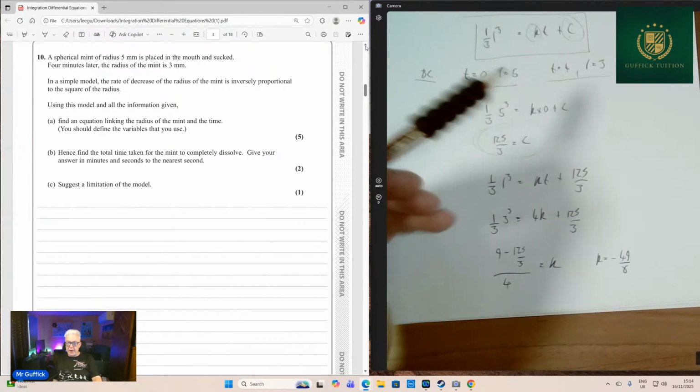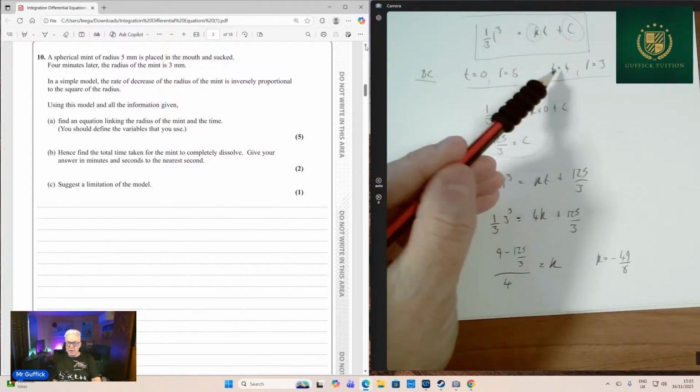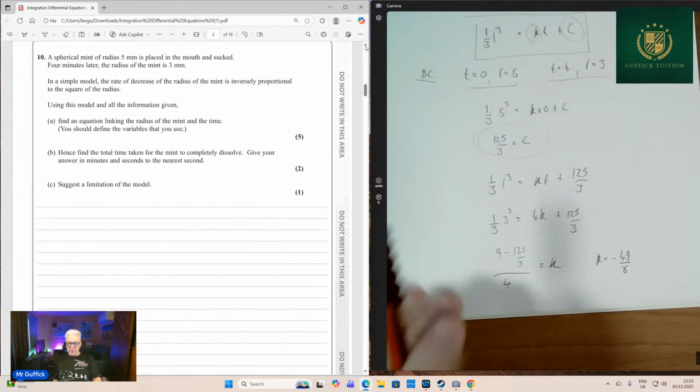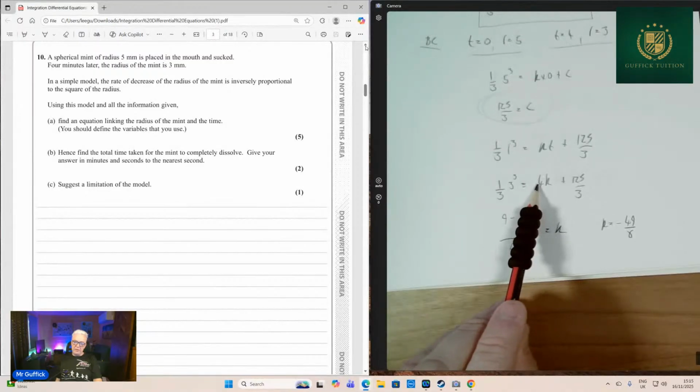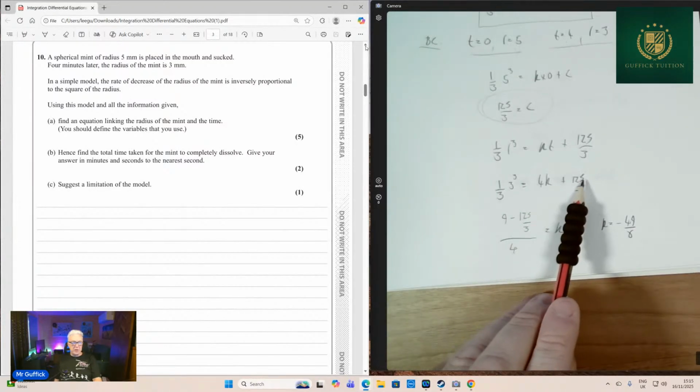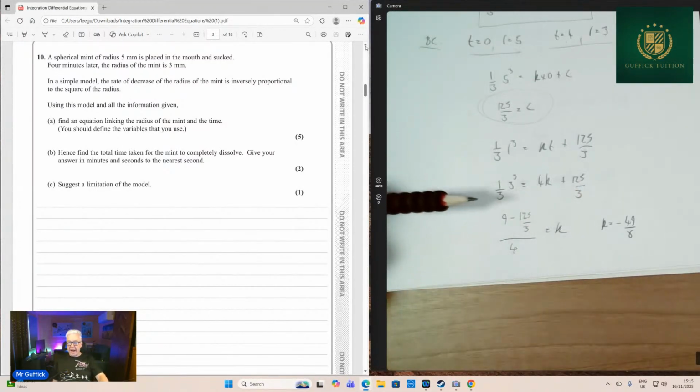Now let's put the other boundary condition in, that the radius is 3 when t is 4. So we've now got a third of 3 cubed is equal to 4k plus 125 over 3 by putting in that extra boundary condition. And we're almost done now.